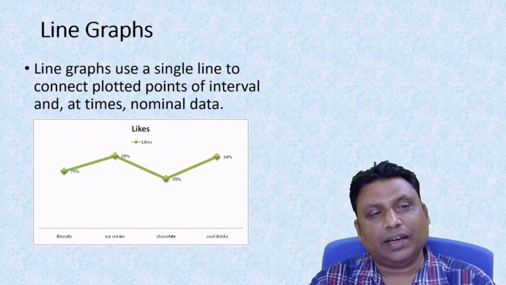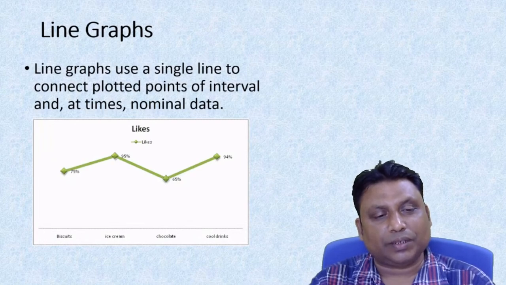Line graph uses a single line to connect plotted points of interval and ratio or nominal data. Suppose biscuits, 75% demand. Ice cream, suppose 95% demand or likes. Chocolate like 65%. Cold drinks like 95%.